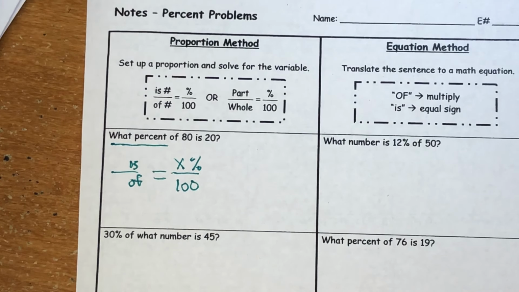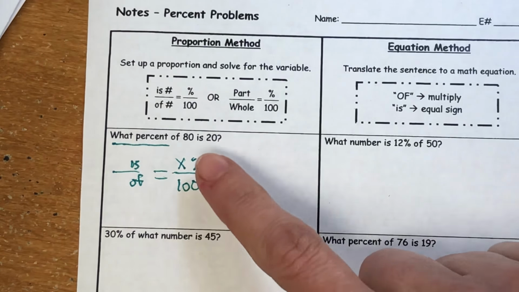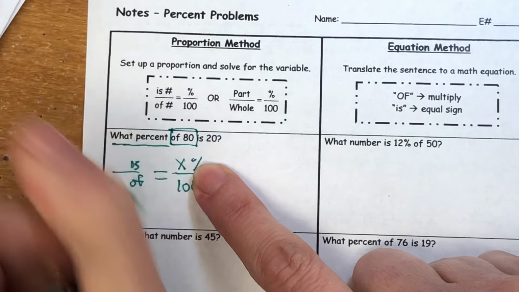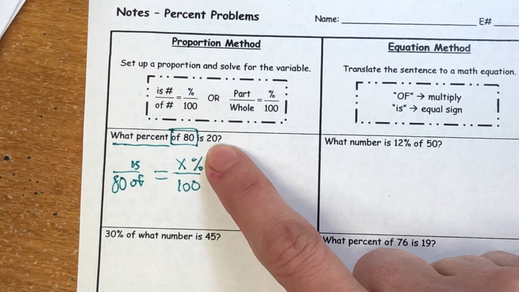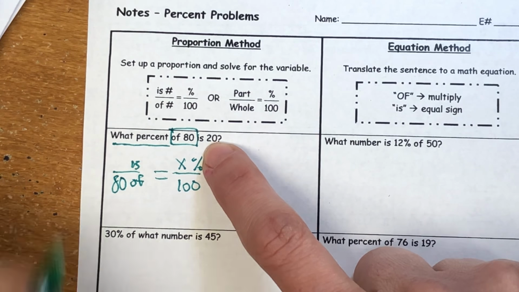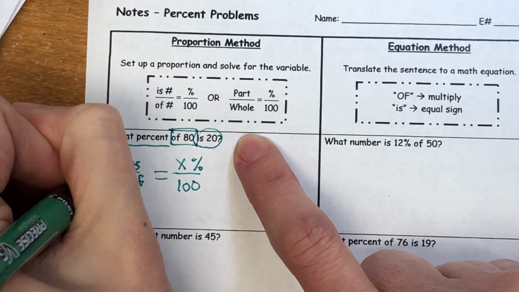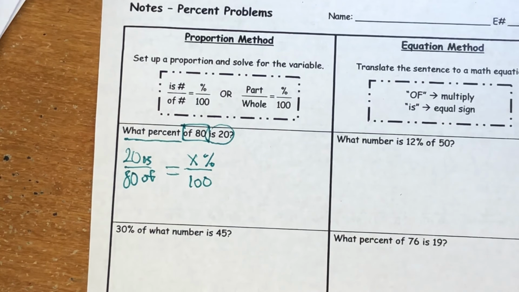Then we're gonna figure out what number is gonna be on the top, what's gonna go on the bottom. So of 80, the of is with the 80, so I'm gonna put 80 with the of part, okay? And the is the 20, so I'm gonna go ahead and put the is with the 20, okay? Now I'm gonna solve, all right?